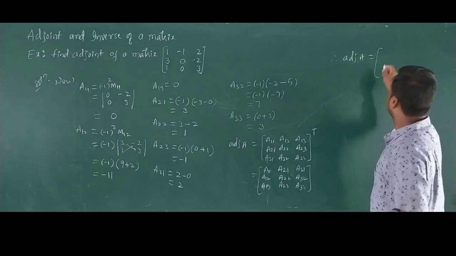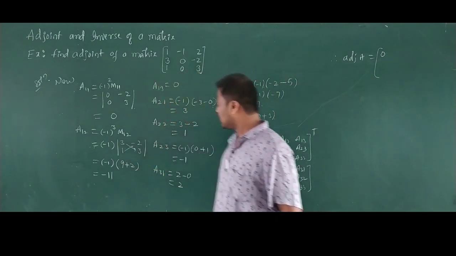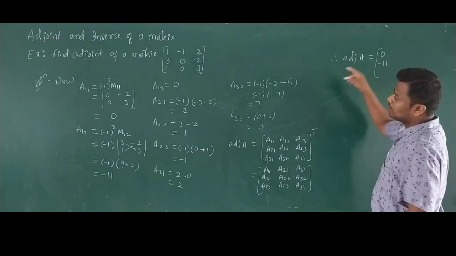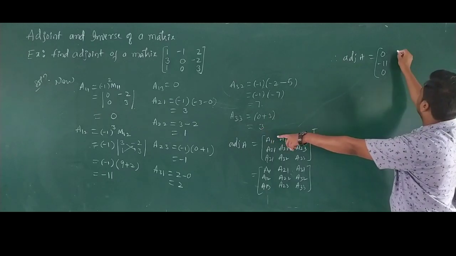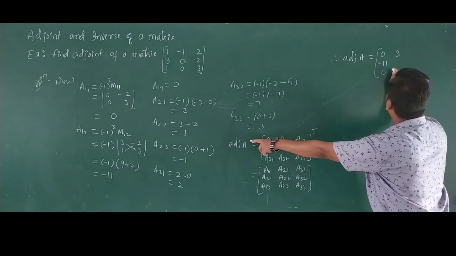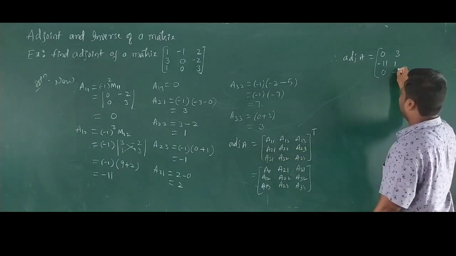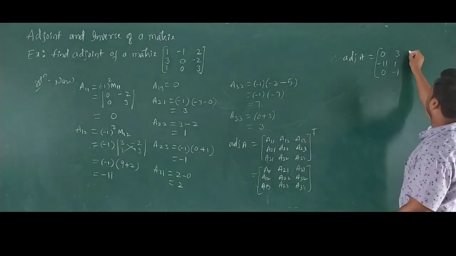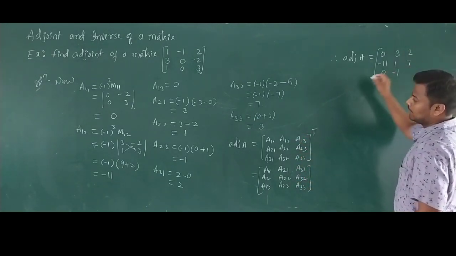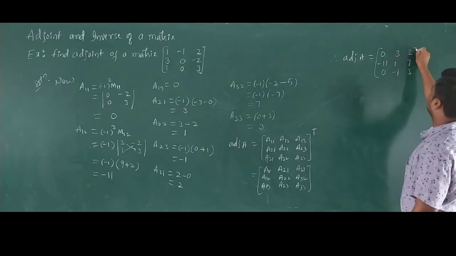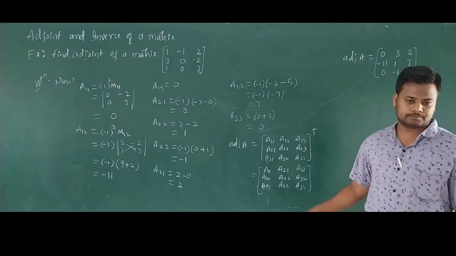0. A12 value is minus 11. A13 value 0. A21 value 3. A22 value 1. A23 value minus 1. A31 value 2. A32 value 7. A33 value 3. So this is the adjoint of the matrix A. Is it clear?